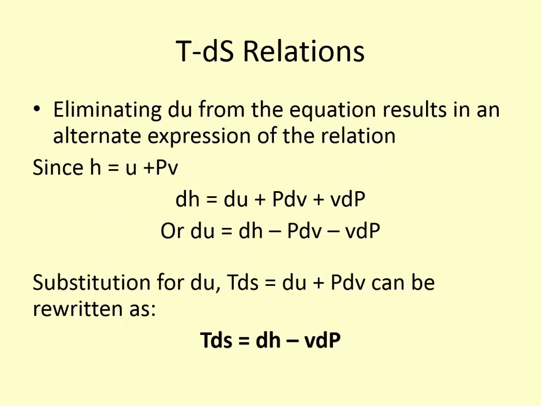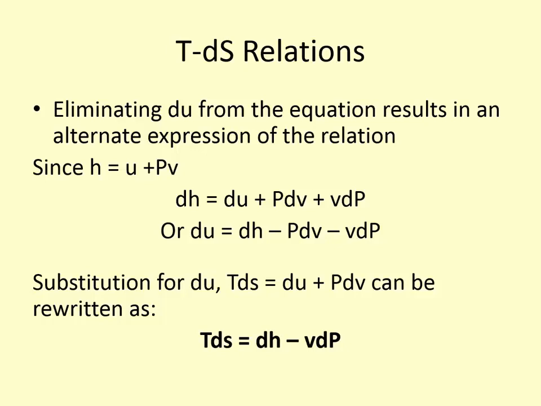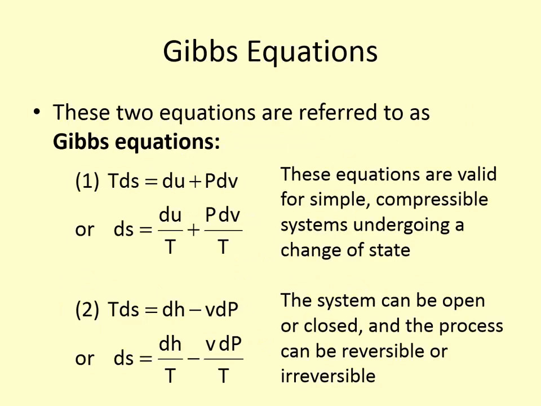If we want to eliminate dU from the equation, we can come up with an alternate expression. We remember from before that enthalpy is equal to the internal energy plus pressure times specific volume. If we take the derivative of this, we find dH is equal to dU plus P dV plus V dP, because we need to take the two-part derivative. We can rearrange that in terms of dU: dU is equal to dH minus P dV minus V dP. If we substitute that back into our original equation, T dS is equal to dU plus P dV, then instead of internal energy, we can have it in terms of enthalpy. These two equations are equivalent, and they're called Gibbs first and second equation.